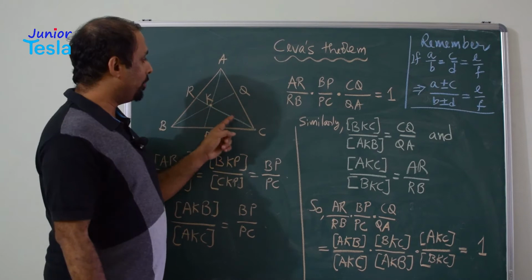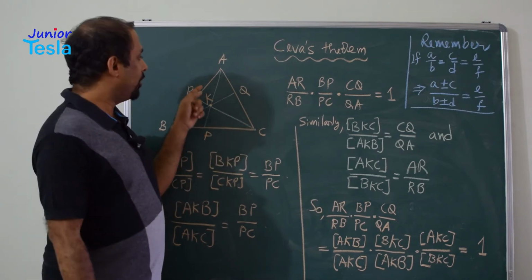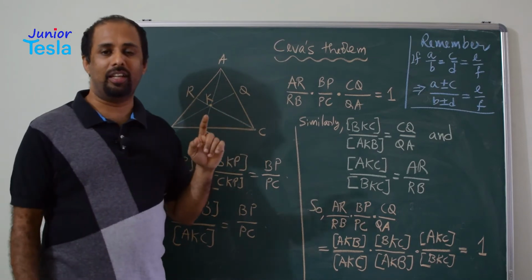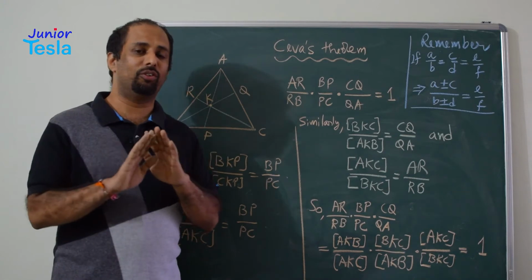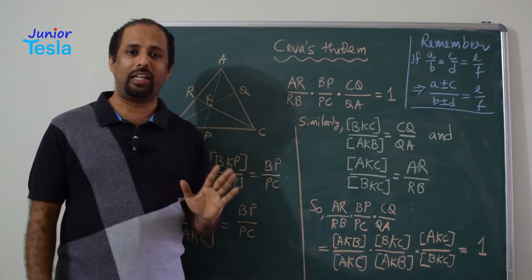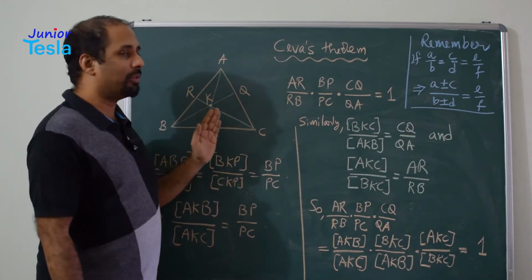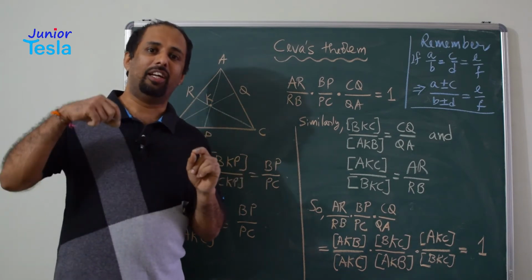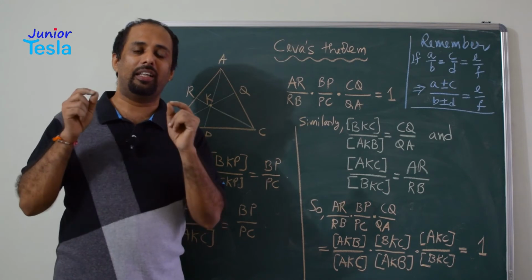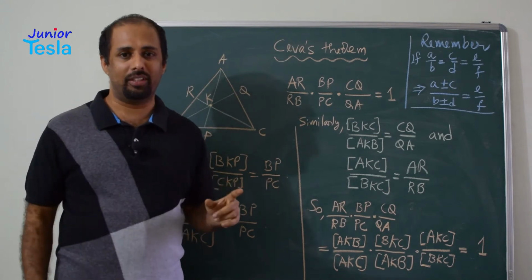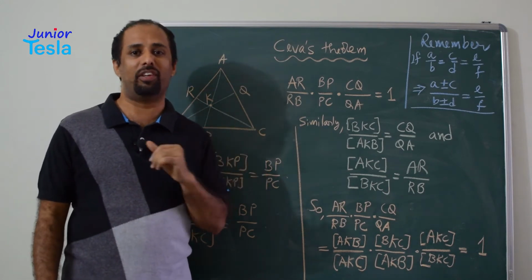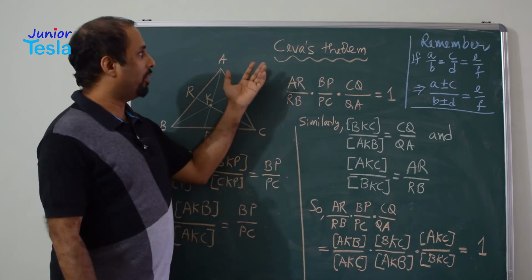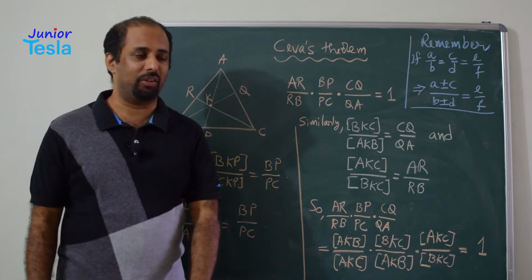Now they need not be angular bisectors, they need not be medians, they need not be altitudes. So those conditions are not required. The only condition is that all the three lines must be concurrent. So they are drawn from the three vertices of the triangle up to the opposite side and they are meeting at one single point. Those lines are called Cevians due to Giovanni Ceva, an Italian mathematician.